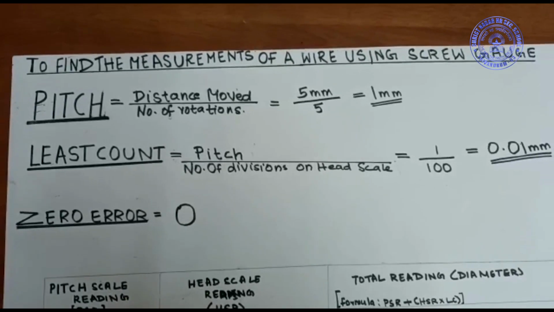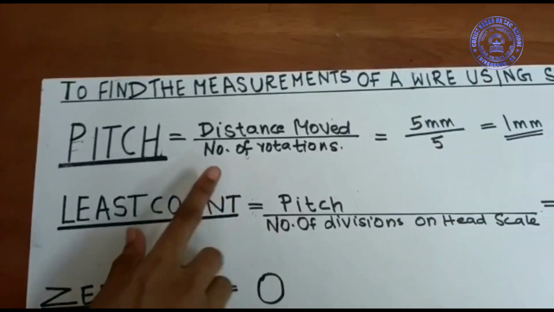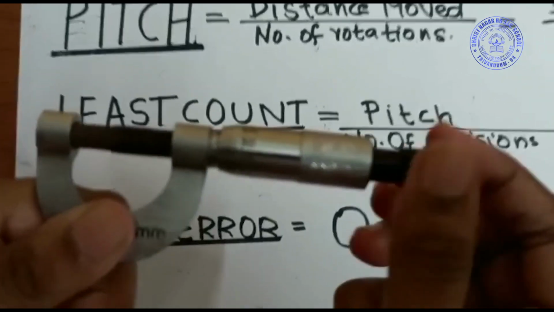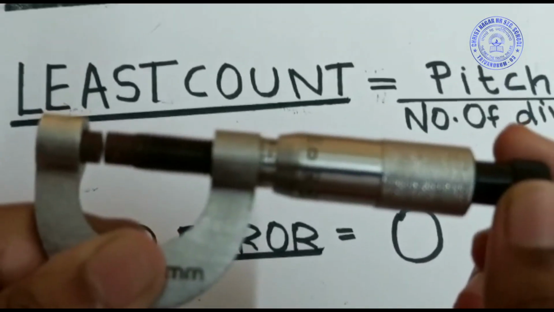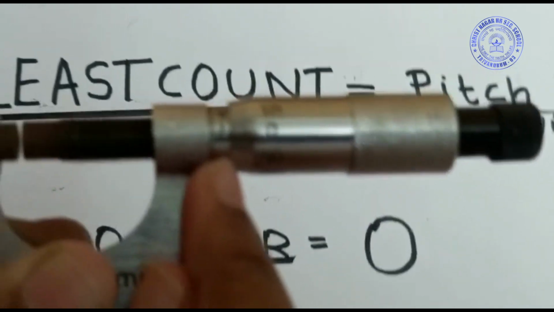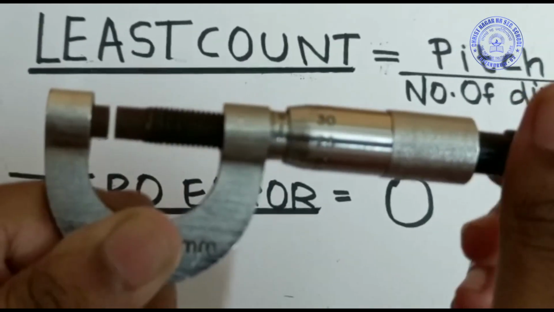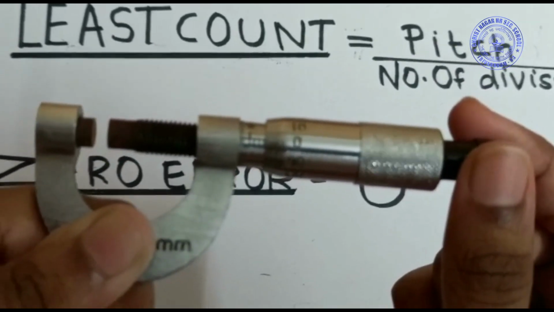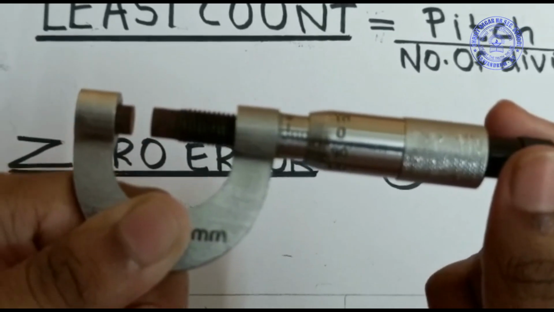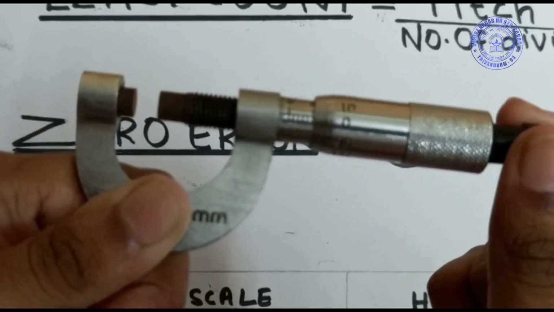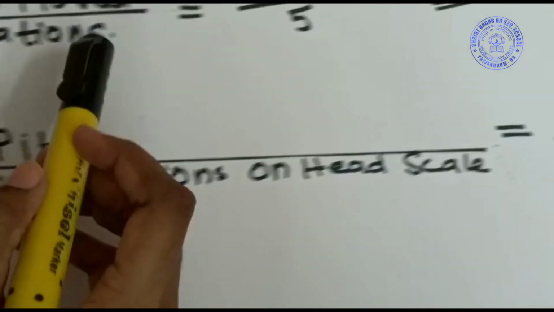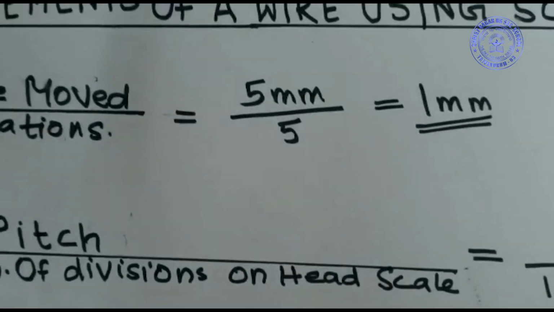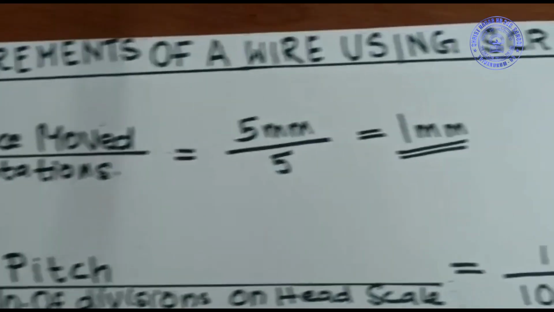The first thing we need to find is the pitch of the screw gauge. The formula for that is distance moved by number of rotations. We can see here that if we rotate the screw gauge one time, the distance moved is 1 millimeter. Now we will rotate it 5 times to get it clear. Now we can see that after 5 rotations, the distance moved is 5 millimeter. So the distance moved is 5 millimeter by number of rotations is 5, which is 1 millimeter. So we got the pitch of the screw gauge as 1 millimeter.